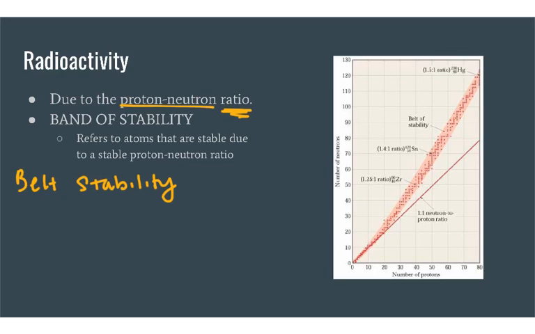Okay, so we see here, so we have tin and zirconium. They have different ratios. They fall within that band of stability, and we also have mercury up here. So it refers to atoms that are stable due to a happy stable proton-neutron ratio.